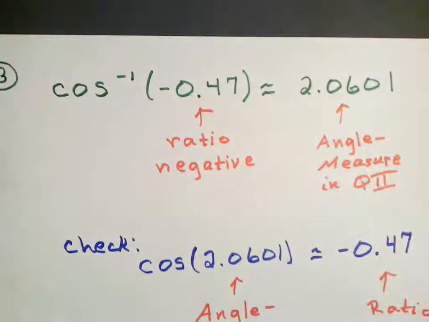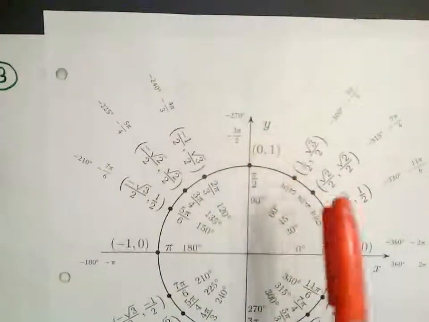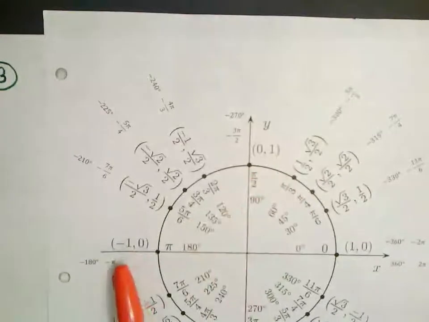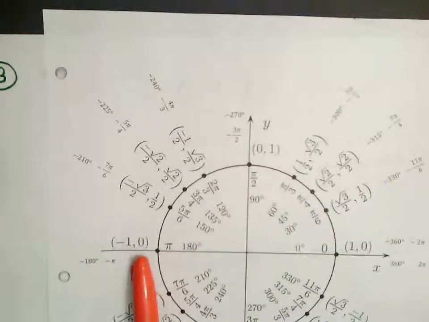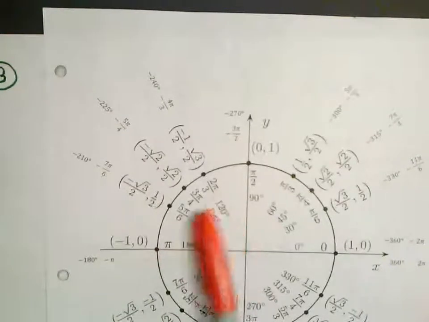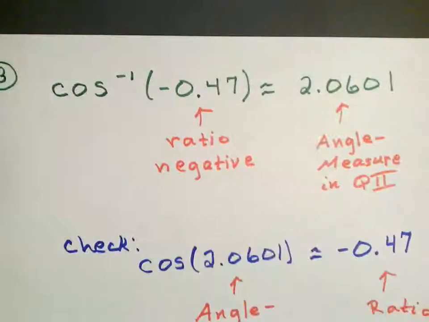2.0601. And that is between, let's look at our unit circle for just a minute. But remember, pi over 2 is about 1.571 radians, and pi is approximately 3.142 radians. So that 2.0 is going to be in this second quadrant. Let's look at a fourth example.